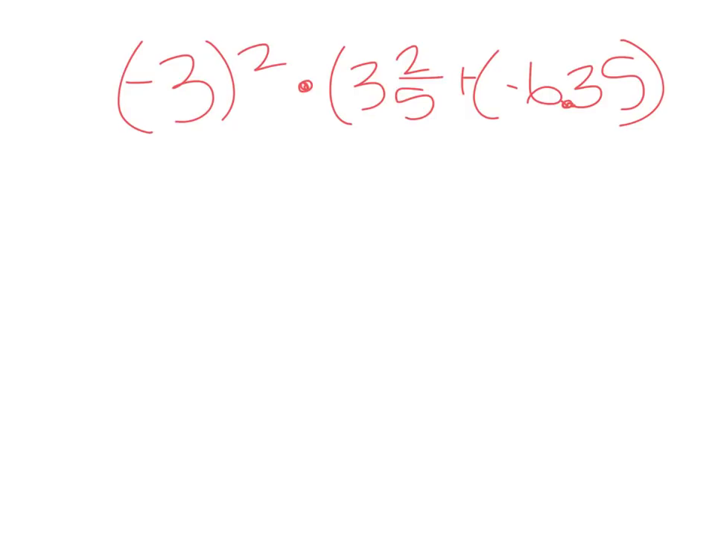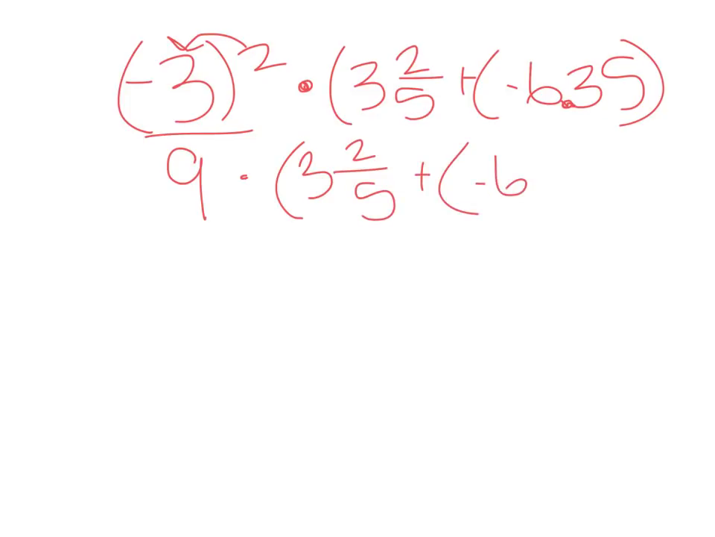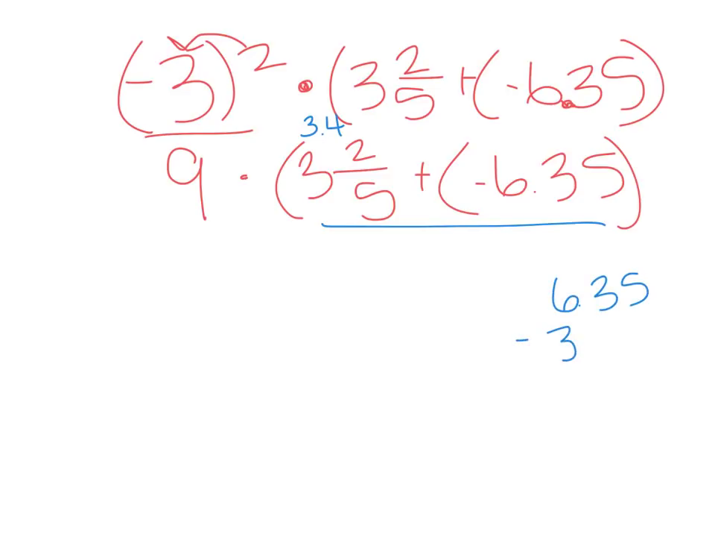Looking at this next one, we're going to start with our exponent. The 2 is kissing this 3. So it's going to be negative 3 times negative 3, which is positive 9. I'm going to go ahead and make these ones, because they are in the parentheses. We probably should have done that first, but in this case, it's okay. So we've got different signs. We're going to subtract, and this is 3.4. So 6.35 minus 3.4. I'm going to add that 0 for my placeholder. 2.95.